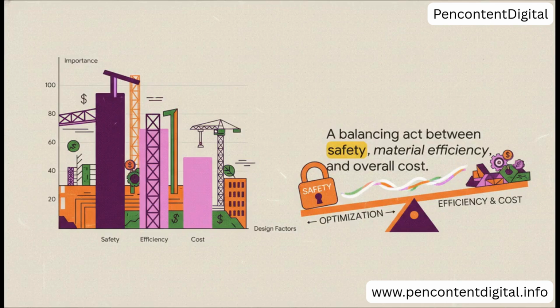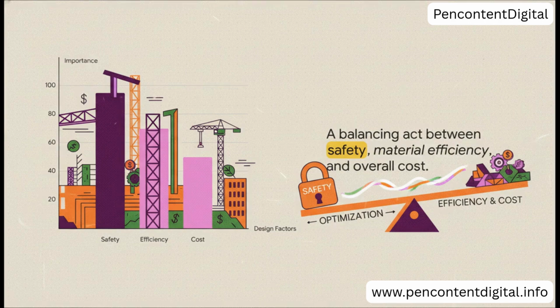But here's the thing. You can't just make every single part of the building infinitely strong. That would be incredibly expensive and super wasteful. So the ultimate goal is optimization. It's this constant balancing act between safety, which is totally non-negotiable, and using materials efficiently, which impacts both the cost and the environment.